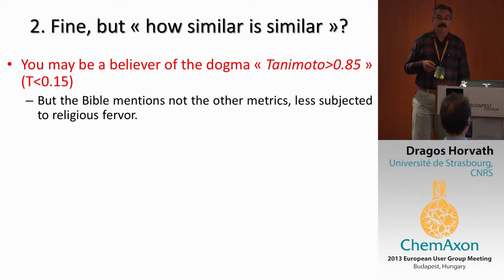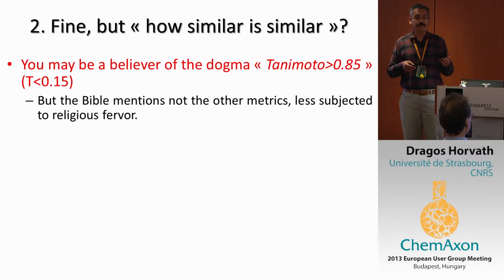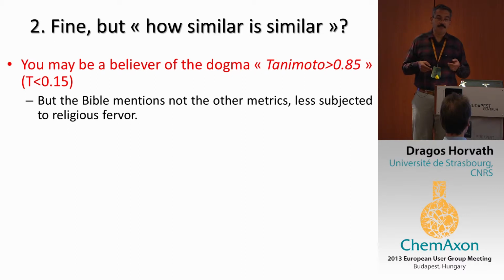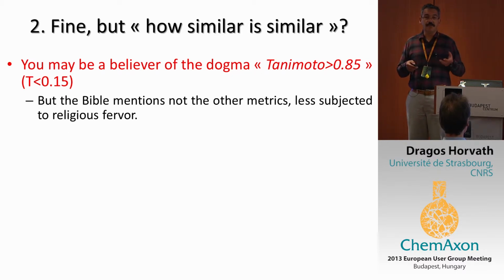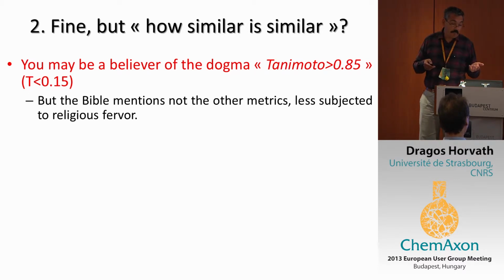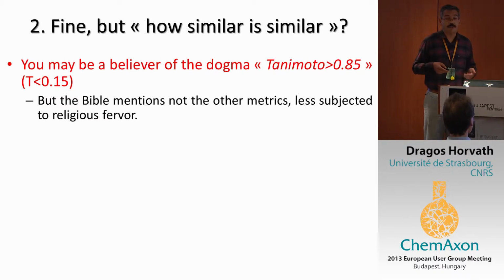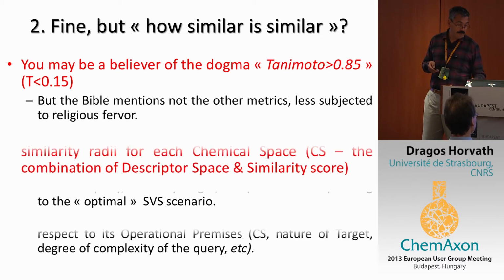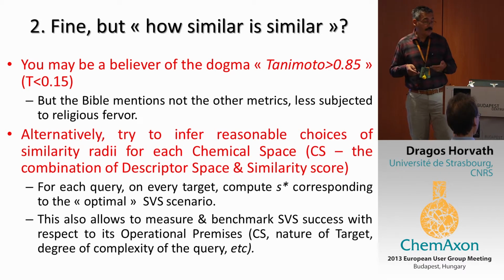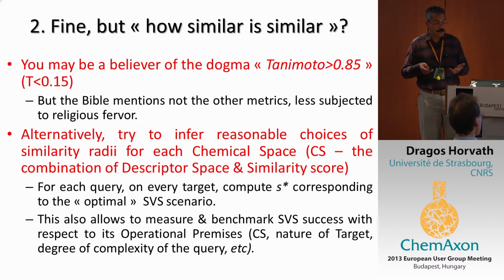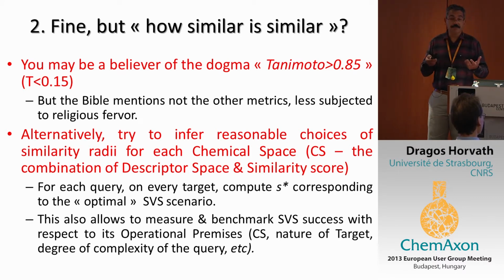But actually, managers need to believe in this kind of myths like Tanimoto or Lipinski in order to keep up the illusion of believing that they know where they're going. But okay, believe it or not for Tanimoto, but fortunately there are no such rules for the other metrics. So you have to do something about it. Let's try to infer some reasonable choice for this similarity radius.